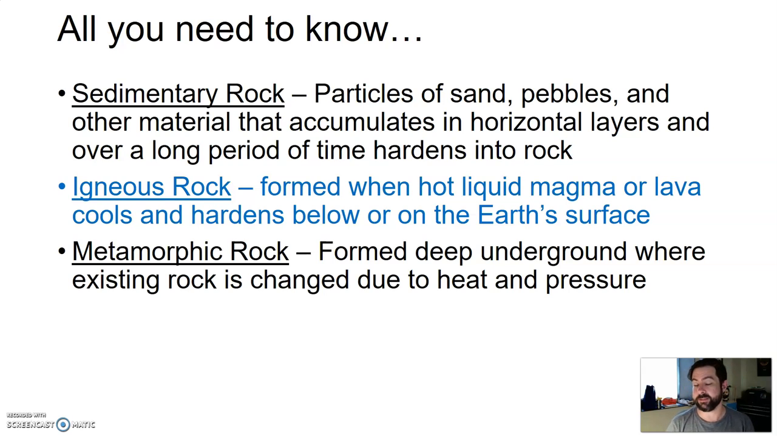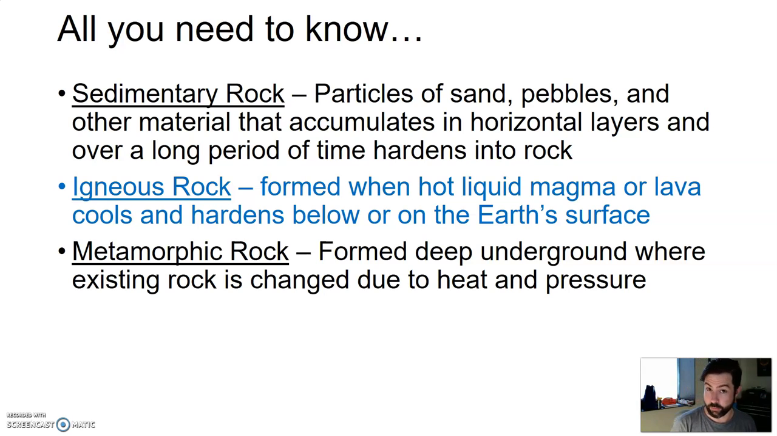So metamorphic rocks are rocks formed deep underground where existing rock is changed due to high heat or high pressure. So morph means to change, like the Mighty Morphing Power Rangers. They morphed, changed to the big Charizard or whatever it's called. So metamorphic rocks are existing rocks, either sedimentary rock, igneous rock, or even some other metamorphic rocks. But heat and pressure heats it up a little bit, squishes a little bit, stretches a little bit, and alters the existing rock into a new rock.